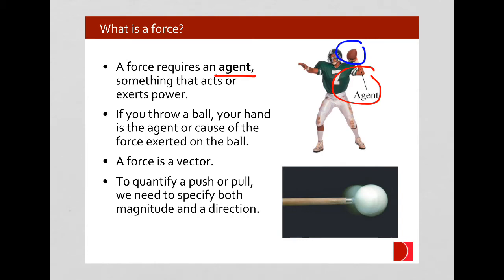And if you are pushing or pulling, there's a magnitude associated with how hard you're pushing or how hard you're pulling, but there's also a direction involved, what direction you're pushing the object in, for example. And because of that, force is a vector. And being a vector, we need to give both a magnitude and a direction to a force.